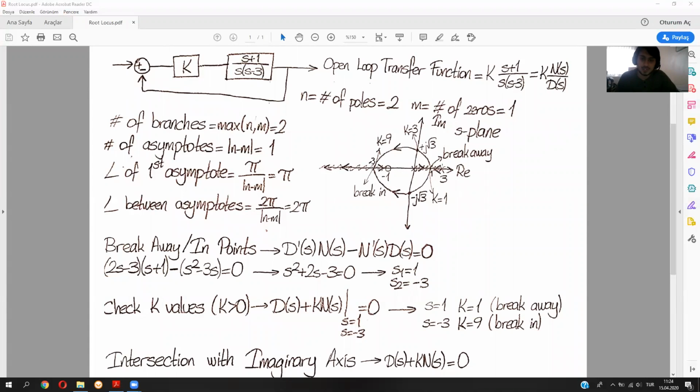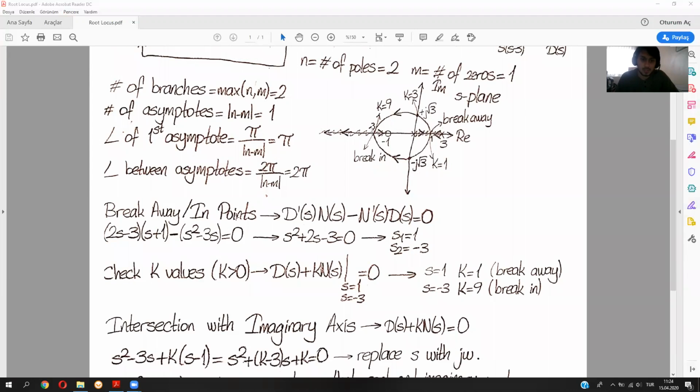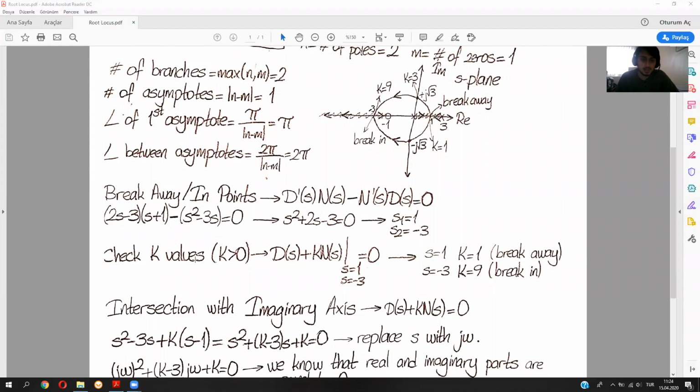So in this branch I have only one pole, and for this branch I have 1 zero and 2 poles, a total of 3. And I should find these separation and merge points, or I should say break away and break in points, with this formula, and I should check whether k is bigger than 0 or smaller than 0. And I can find these k values for these points.